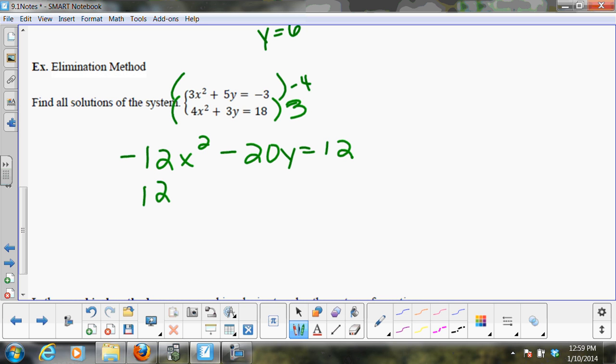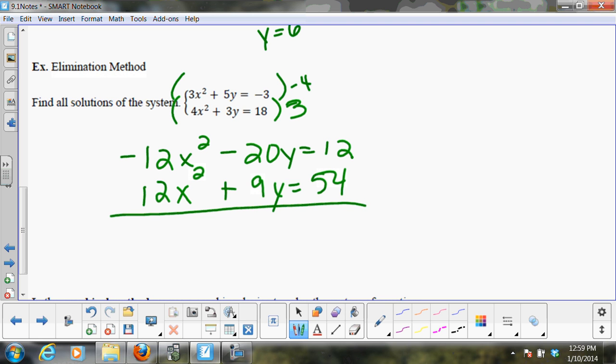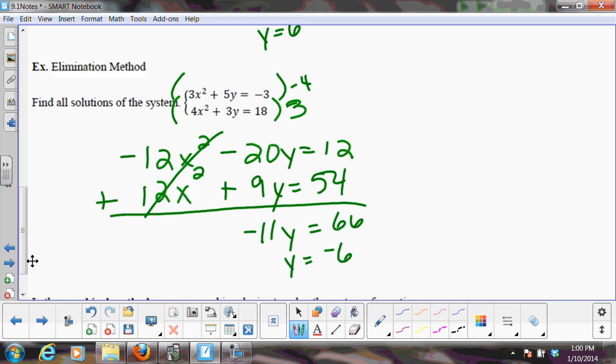Oh, I'm doing x squared, it's not y's. Just kidding. So my x squareds go away, leaving negative 11y equals 66. Y is negative 6.